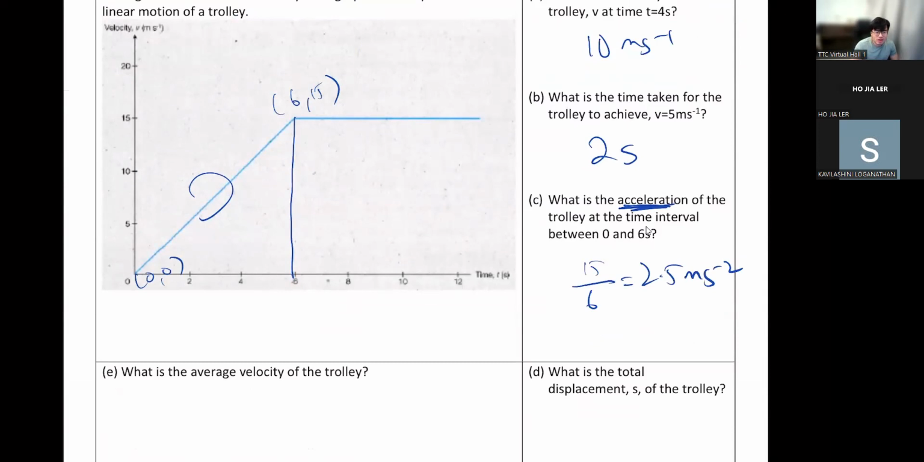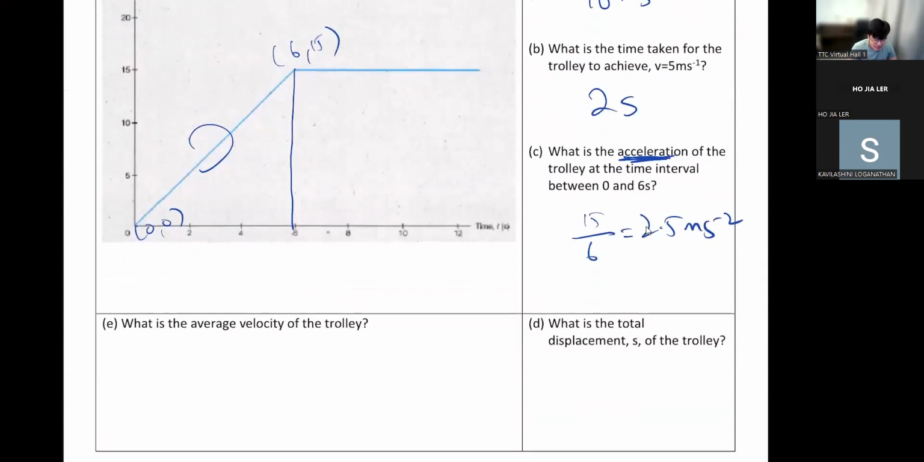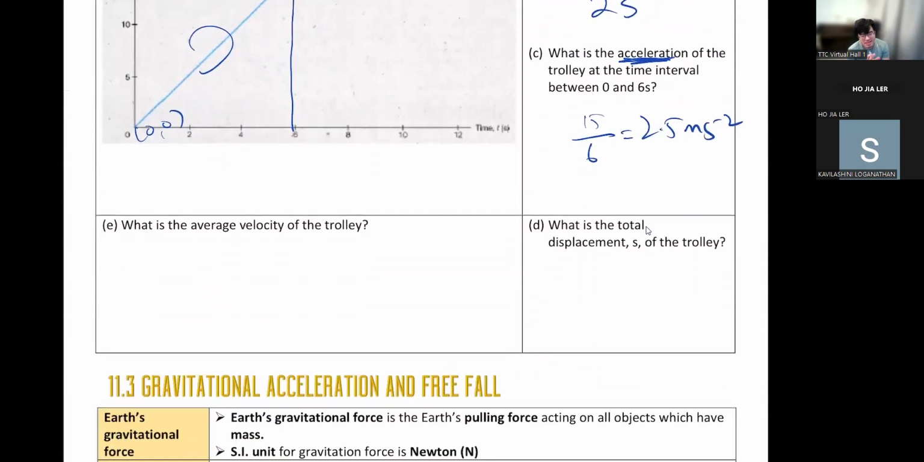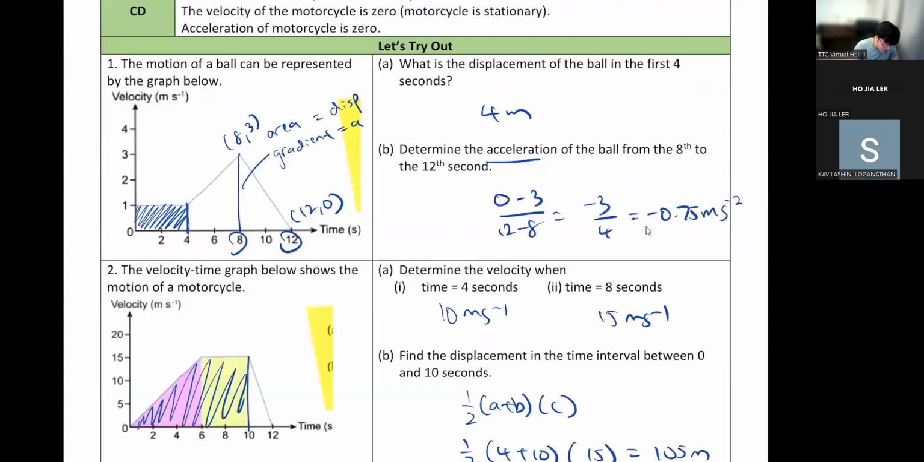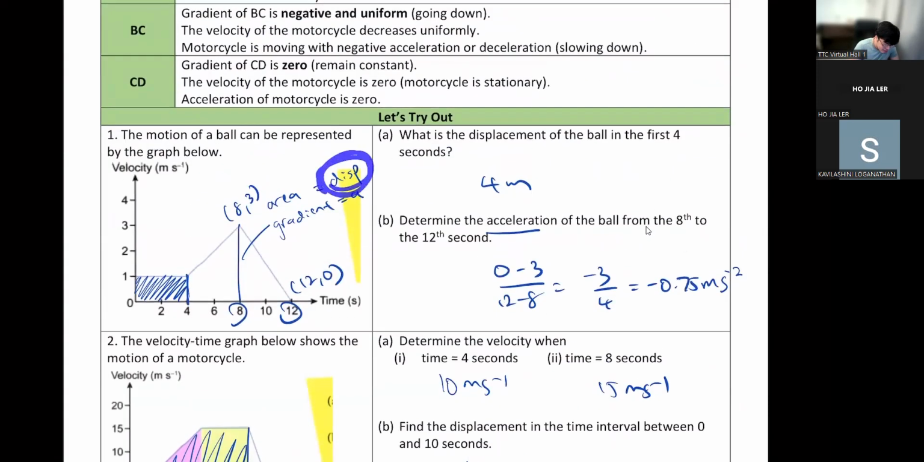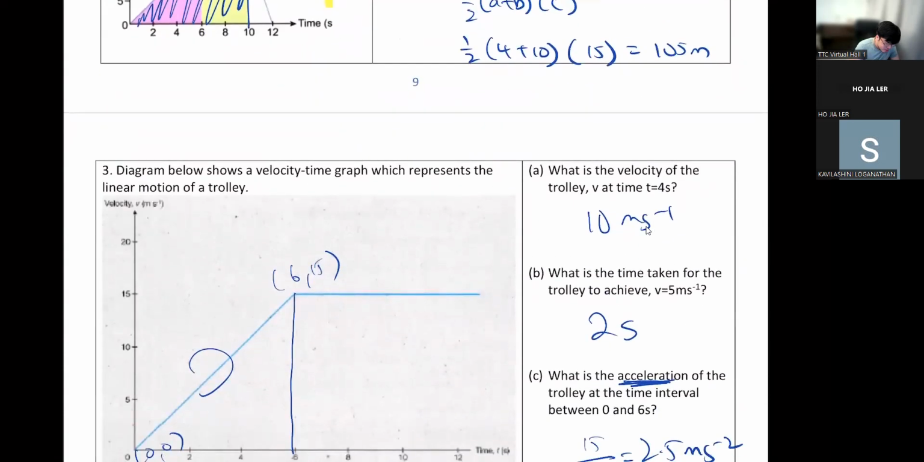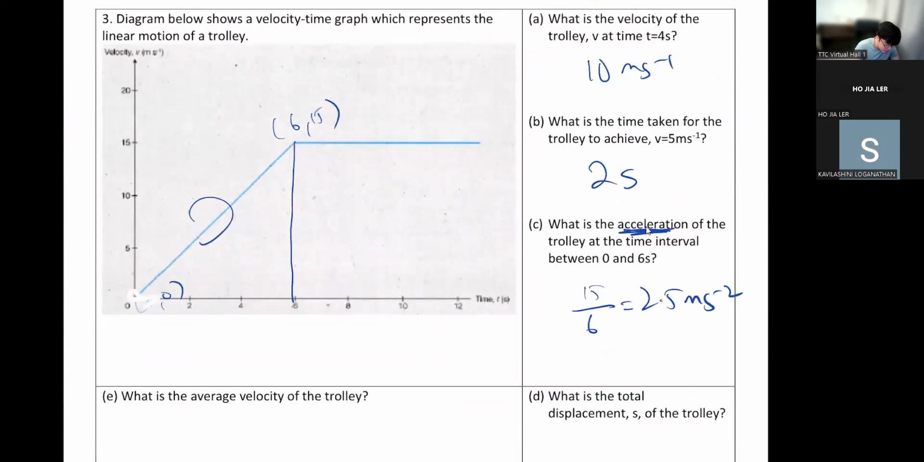Okay, I'm flying through, guys. If you have any doubt, please slow me down. Make sure you absorb. This part is a must score in exam, because there's no explanation or whatever here. It's very easy. So what is the displacement of the trolley? Total displacement. So what is displacement again? That's the area. So you calculate the whole thing here.